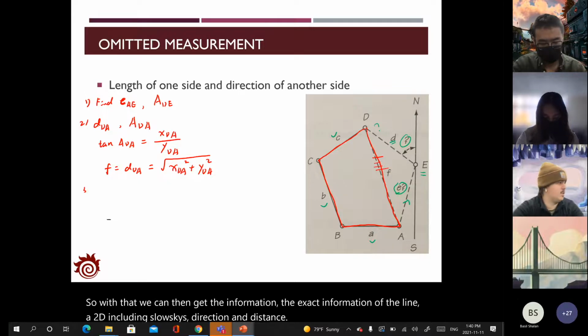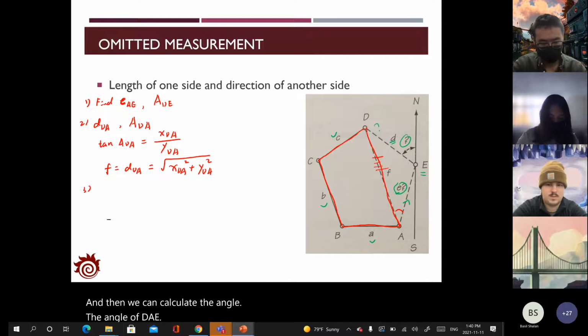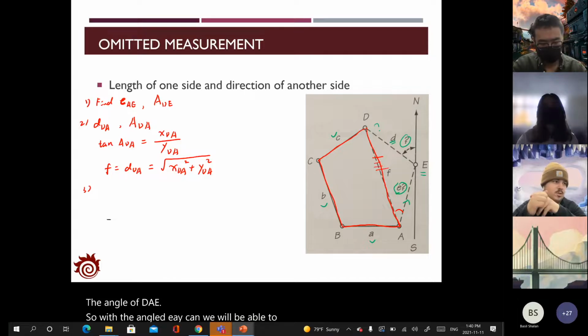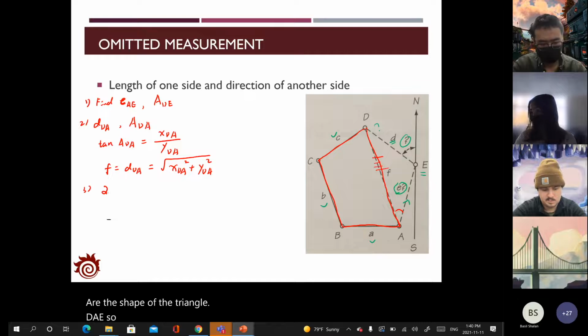And then we can calculate the angle of DAE. So with the angle of DAE, we will be able to identify the shape of the triangle DAE. So that's the first step for the angle.